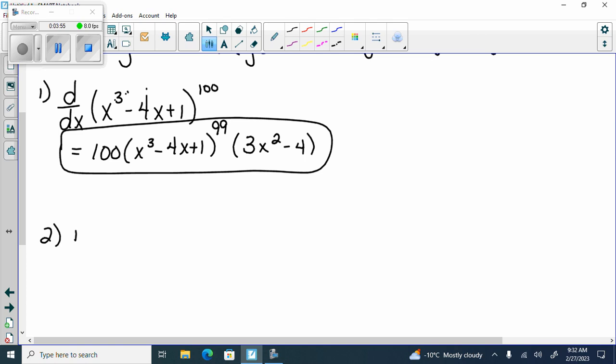Number two, determine the derivative. So I can go d over dx of a function. That means find the derivative of it. Or I can say determine the derivative of y equals cos.